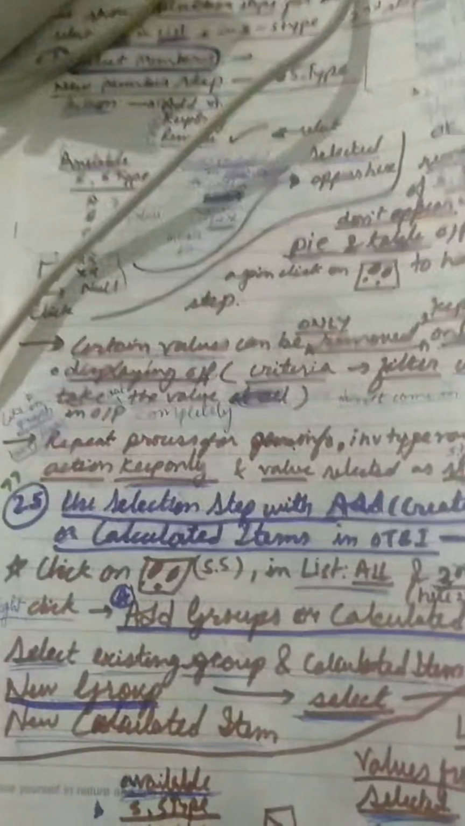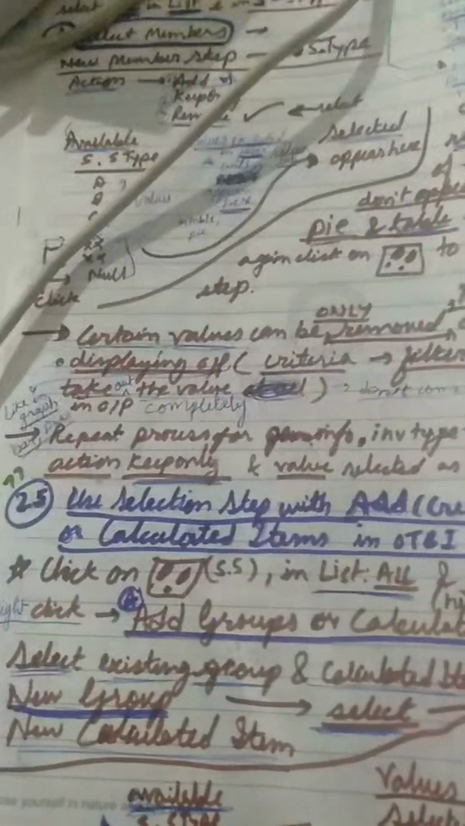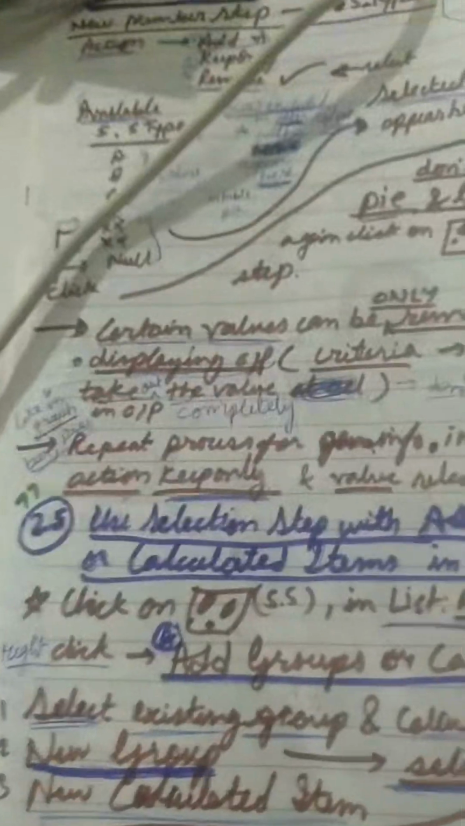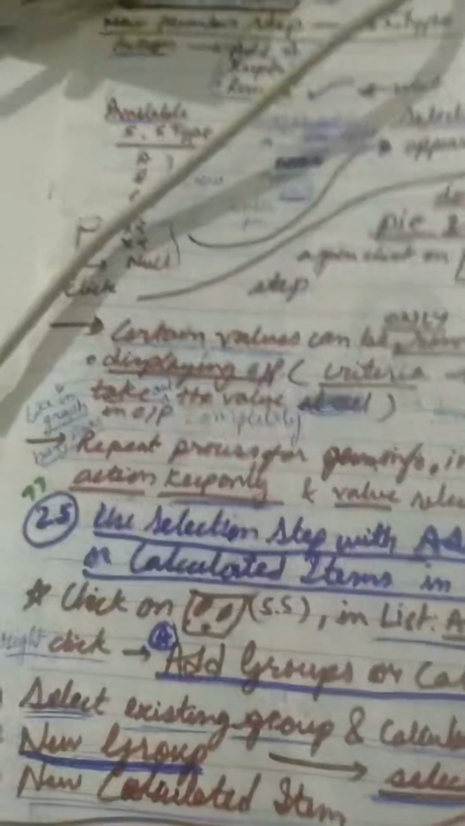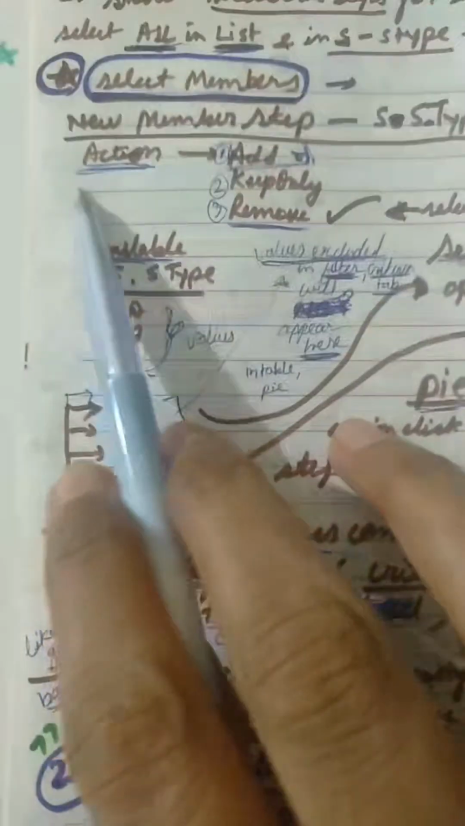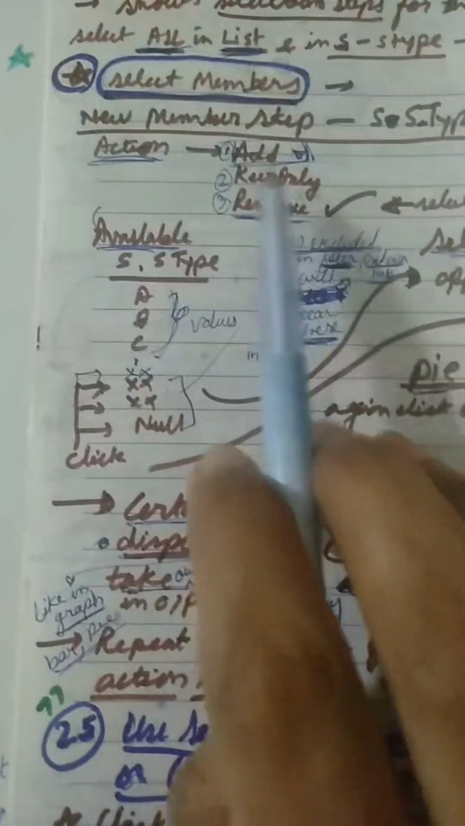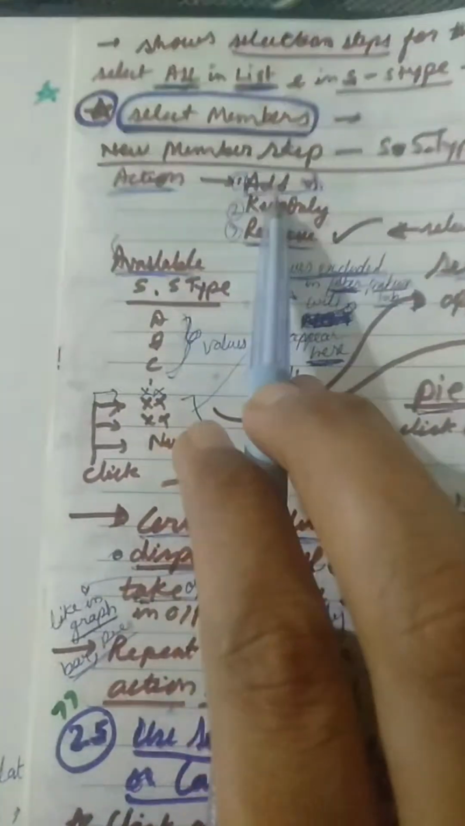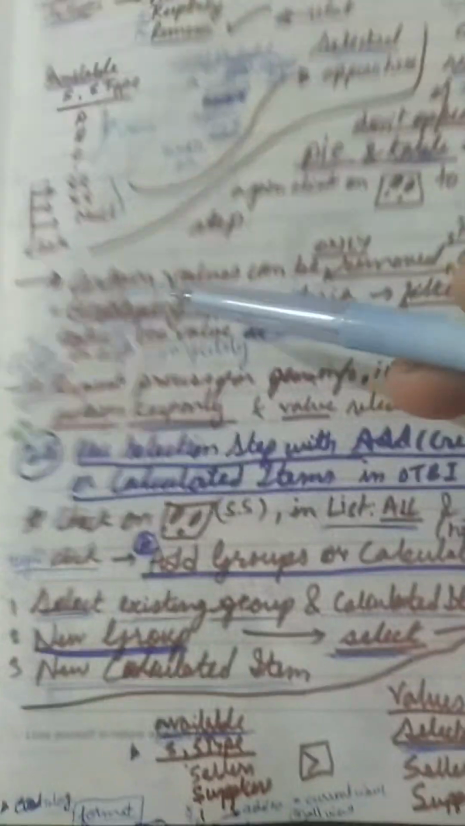So if I want to remove any value of a particular column completely from the output, you can use a filter. Otherwise, if you want to keep those values in the output, but you want to remove them only from displaying in the output, then we can use this action: add, keep only or remove. Keep only meaning only certain values will be kept, whatever we select here in the available section. Removing is removing, adding is whatever I want to add.